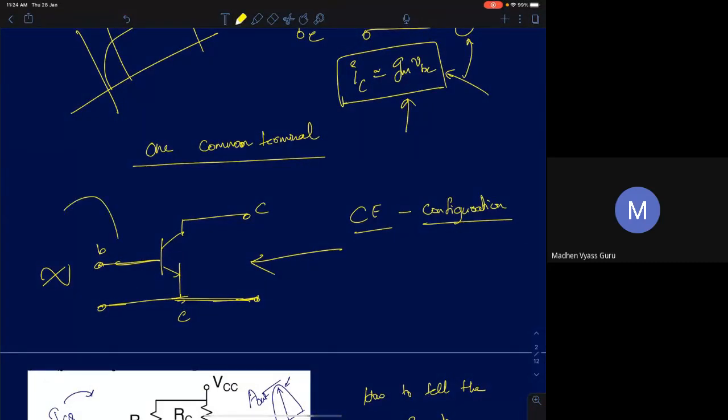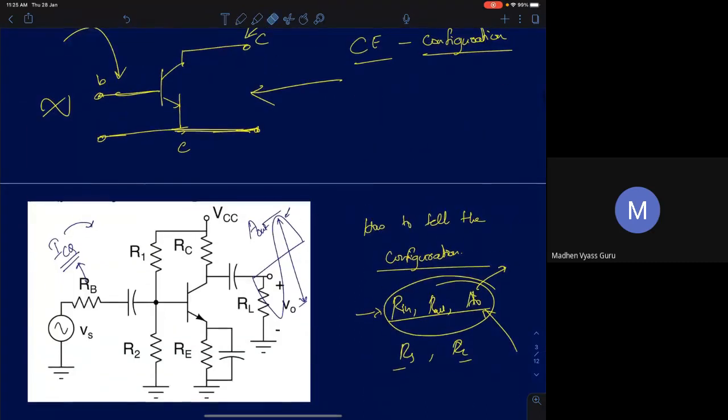See where the input is applied, and then see where the output is taken. The third terminal will be the common terminal, and that's called common emitter configuration. The configuration is named after the common terminal. So let me give you this circuit.